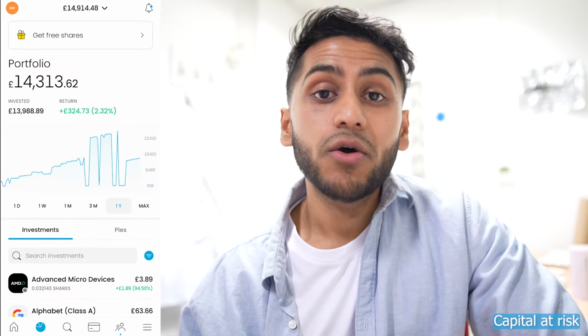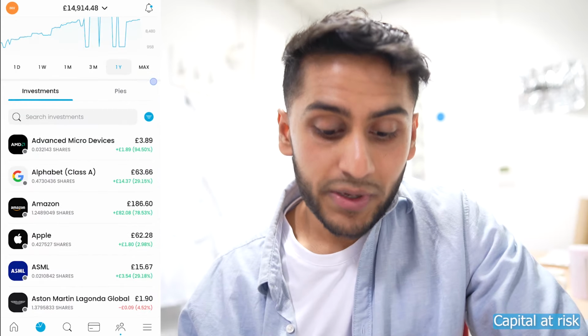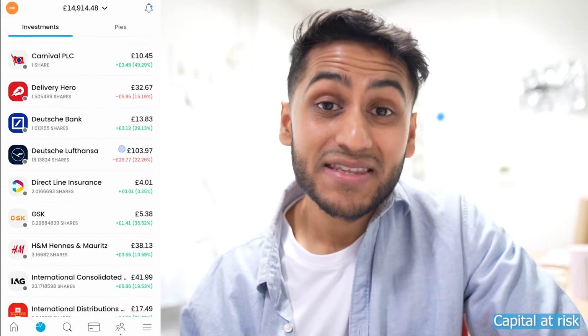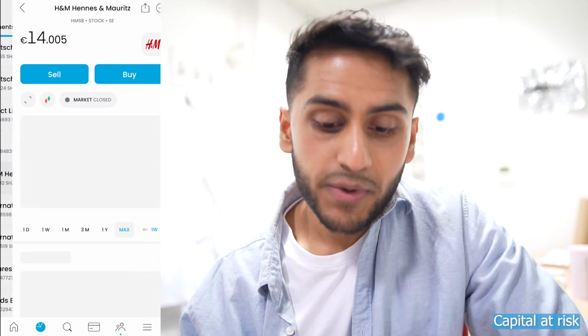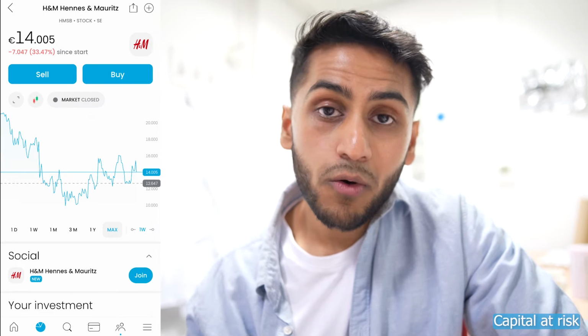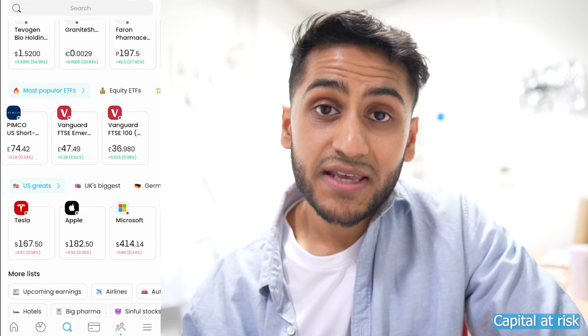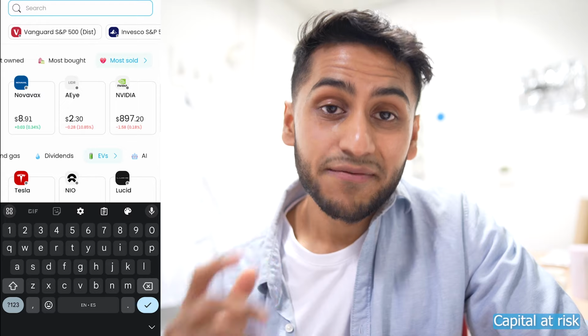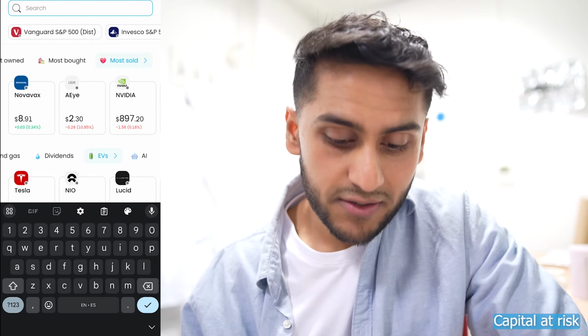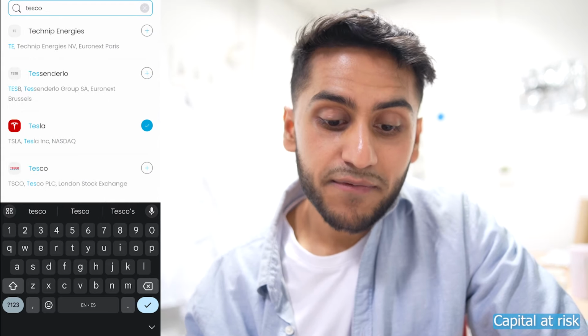So now that we know how to use the Trading 212 app, we know that this is the portfolio where we can see what we've invested in. If we go into a random holding, we can actually sell as well as buy more. We can also use this magnifying glass here to discover new stocks or invest in companies that we want to invest in. For example, let's go through Tesco. When we type that in, we do get a few companies.